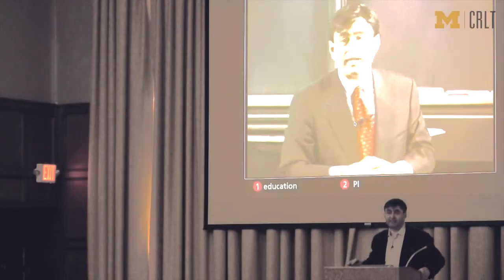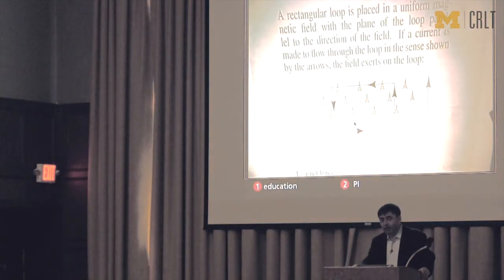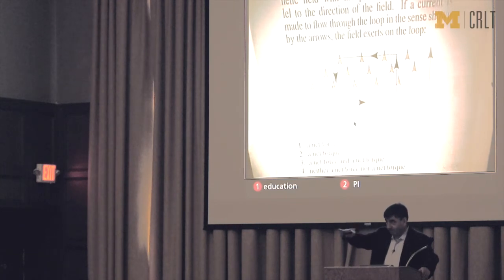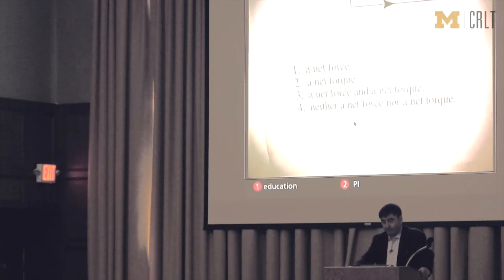So we have a rectangular loop. Don't worry about the question. It won't be on the test, okay? Field in the direction indicated. So I read the question with them. So the question is, what are the magnetic forces on the 4 different sides of this loop? So take a minute to think about this and then enter your answers.